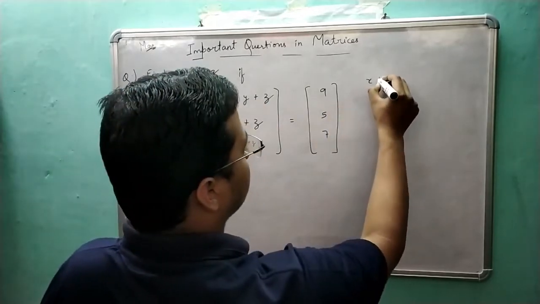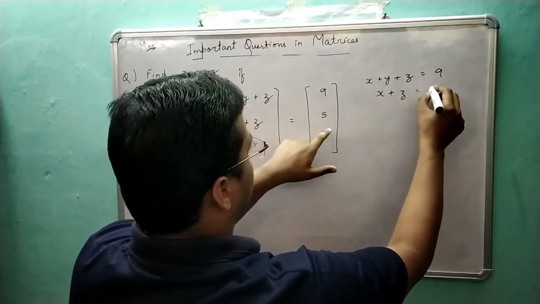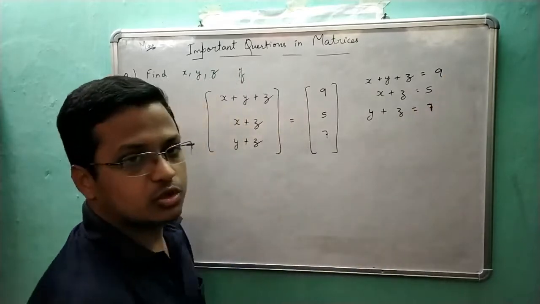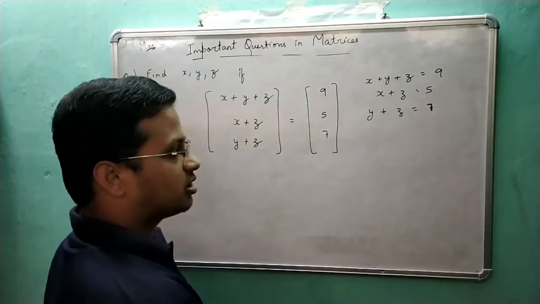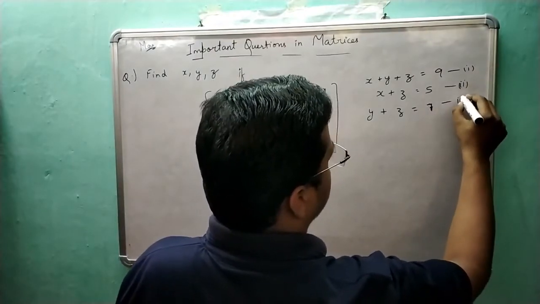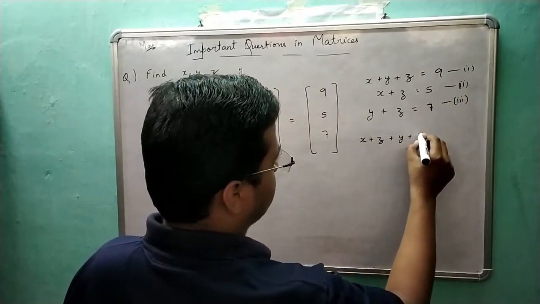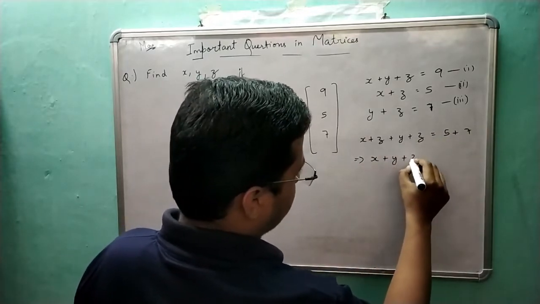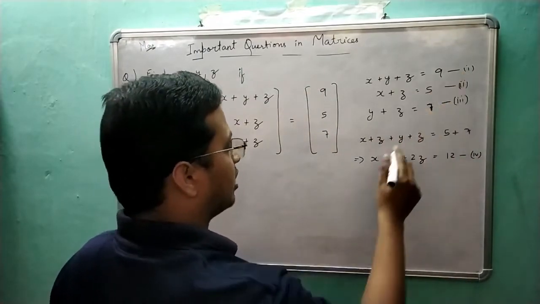So x plus y plus z is equal to 9, x plus z is equal to 5, y plus z is equal to 7. Using these three equations, you have to find the value of x, y and z. How to do that depends on the person. What I will do is, suppose this is equation 1, this is equation 2, this is equation 3. Let us add 2 and 3. So x plus z plus y plus z is equal to 5 plus 7. So x plus y plus 2z is equal to 12. This is equation 4.